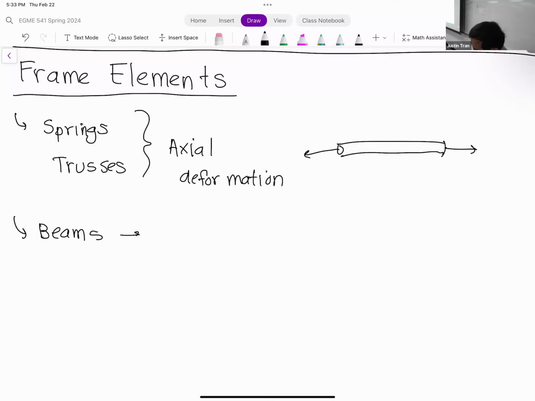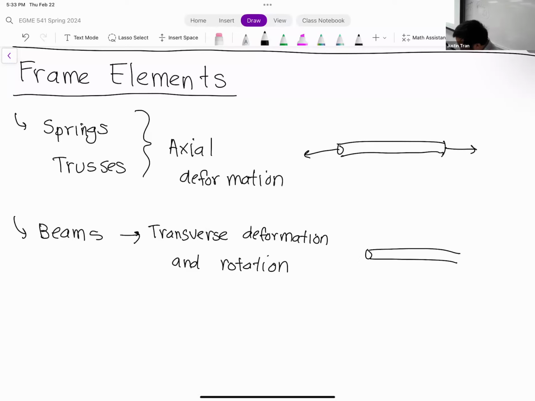We just finished with beams. Beams have different deformation modes than springs and trusses. Beams have transverse deformation and rotation. If we draw the beam element here, transverse deformation is any deformation mode that's perpendicular to the main axis of the element itself, and rotation is a change in orientation or a change in slope of the element.